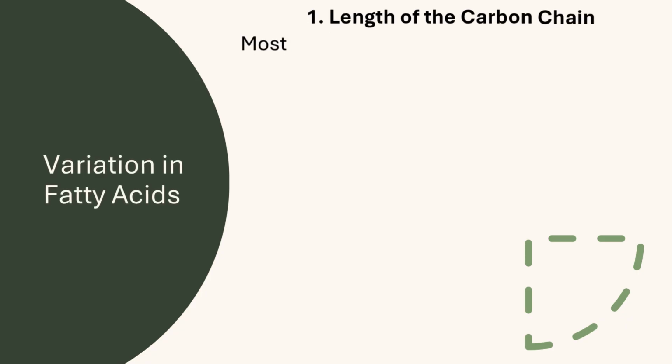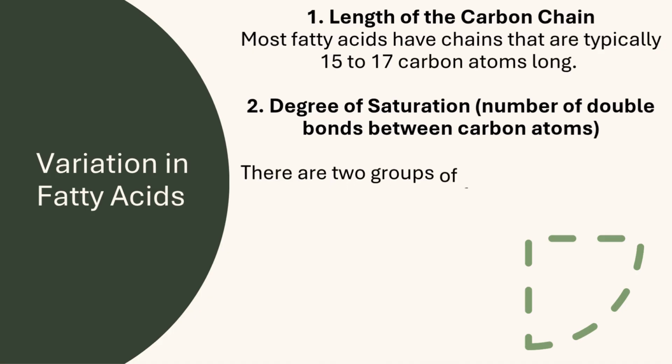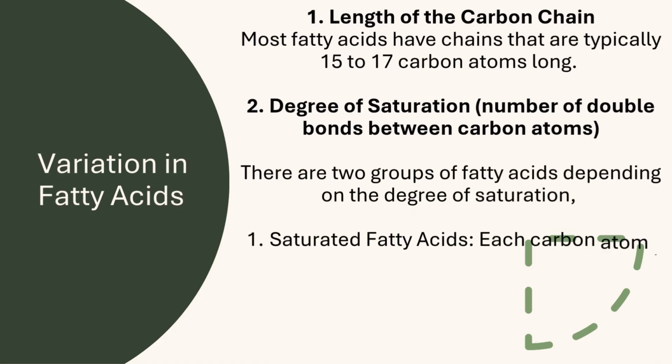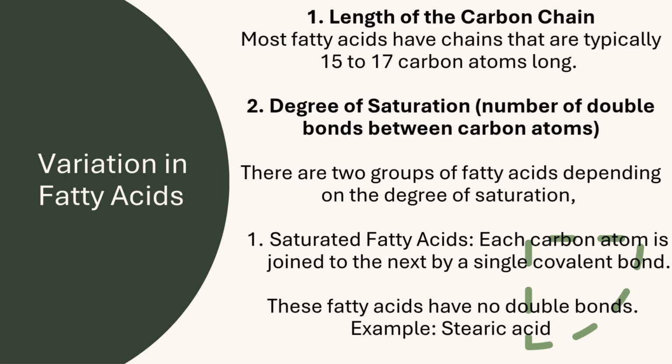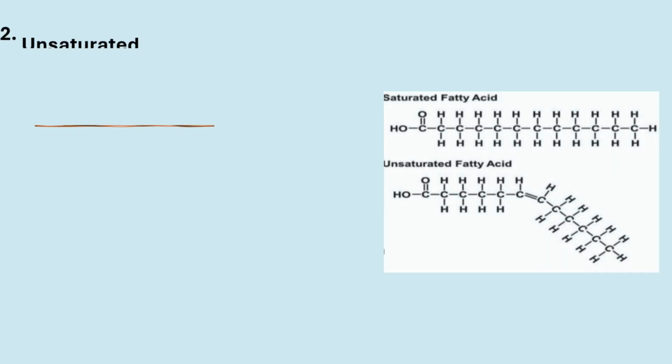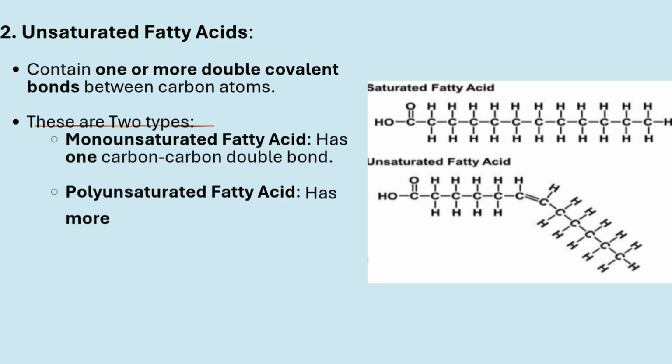How variations occur in fatty acids. 1. Length of the carbon chain. Most fatty acids have chains that are typically 15 to 17 carbon atoms long. 2. Degree of saturation, the number of double bonds between carbon atoms. There are two groups of fatty acids depending on the degree of saturation. 1. Saturated fatty acids. Each carbon atom is joined to the next by a single covalent bond. These fatty acids have no double bonds. Example, stearic acid.